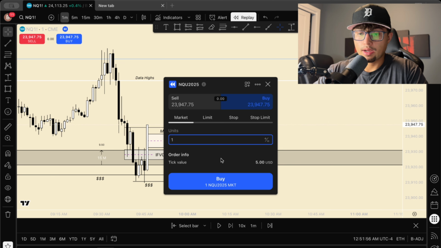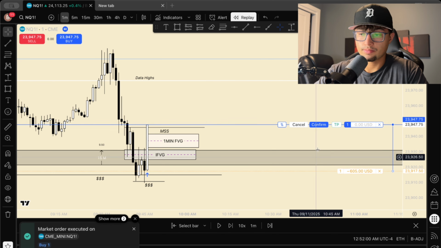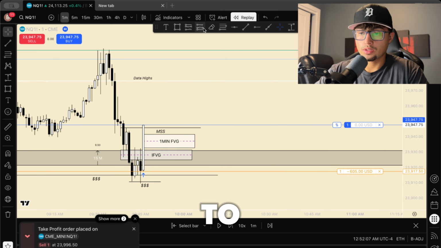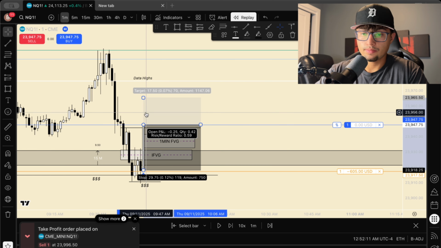Now that we have our confluences laid in, now you just have to enter. You could target a 1 to 2, target next liquidity. We are targeting the next highs.